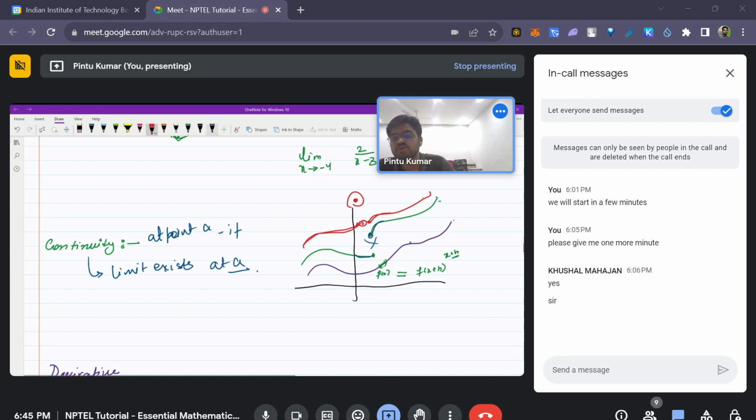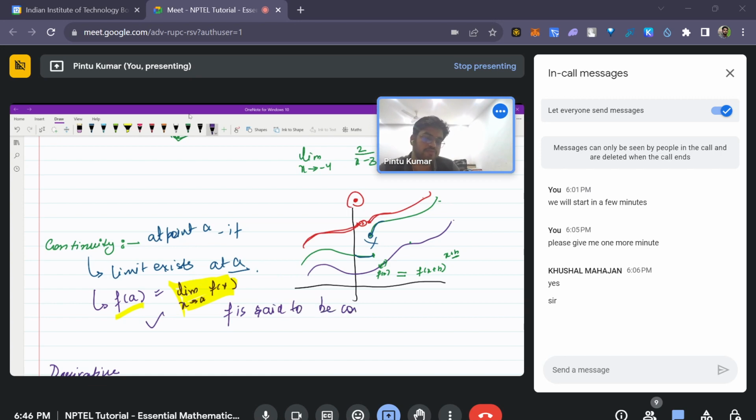the pen, right? So the second point that we have is that f of a should be equal to the limit x tends to a of f of x. First thing is that this limit should exist, and this limit should be equal to the function value at that point. Okay, if these two conditions are satisfied, then f is said to be continuous at a. Okay, this is the simple definition of continuity.